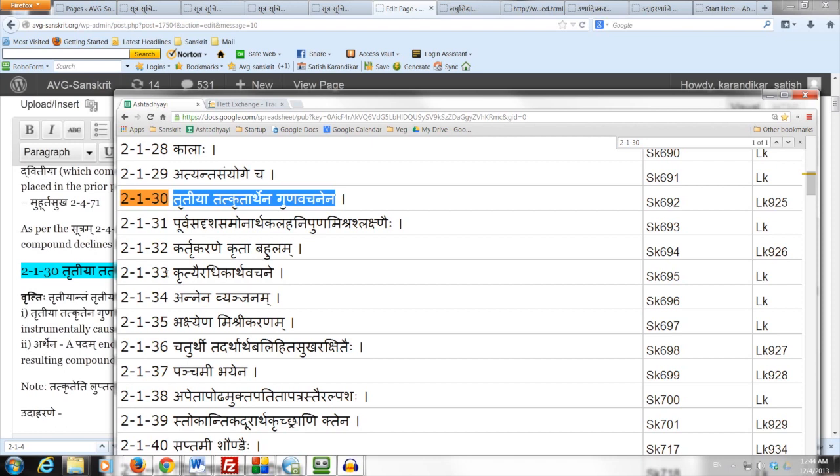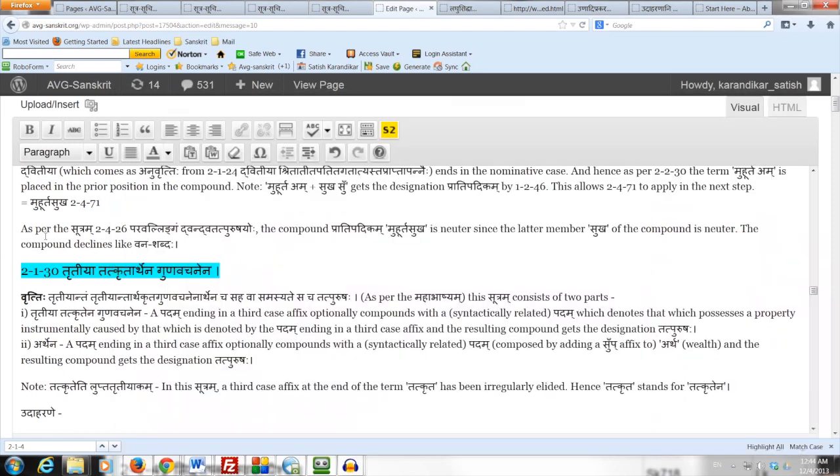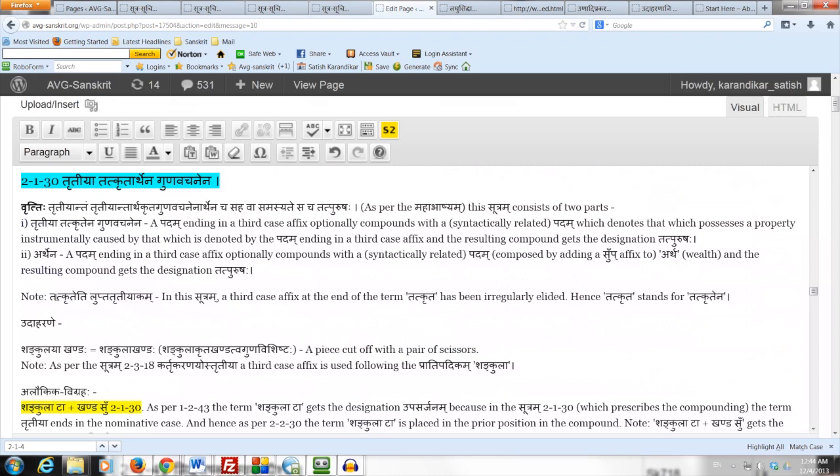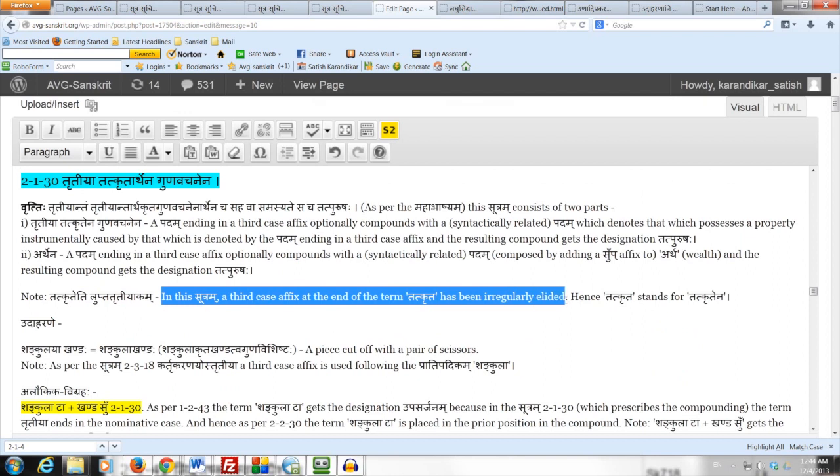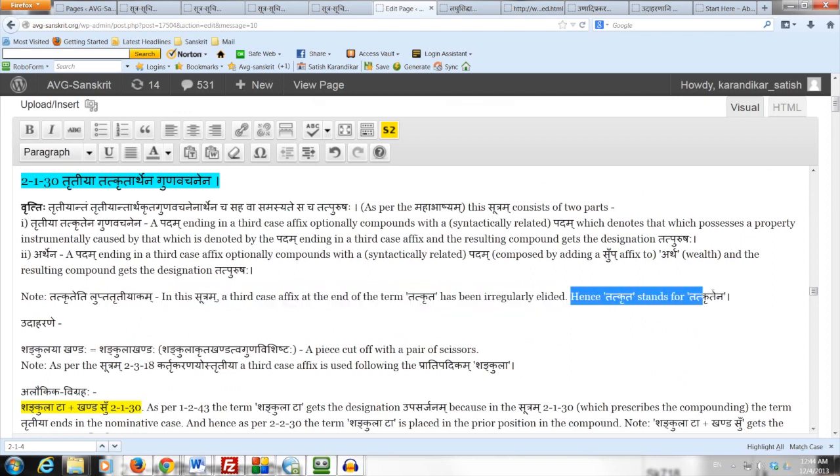Before looking at the vritti of the sutram, let us take the note here which says that Tatkriteti Lupta Tritiyakam, which means that in this sutram, a third case affix at the end of the term Tatkrita has been irregularly elided. Hence Tatkrita as used in the sutram stands for Tatkritena. So we can do the padacheda of the sutram as Tritiya Tatkritena Arthena Gunavachanena.